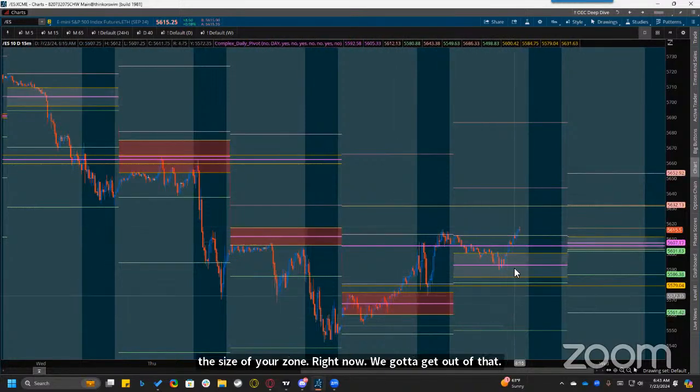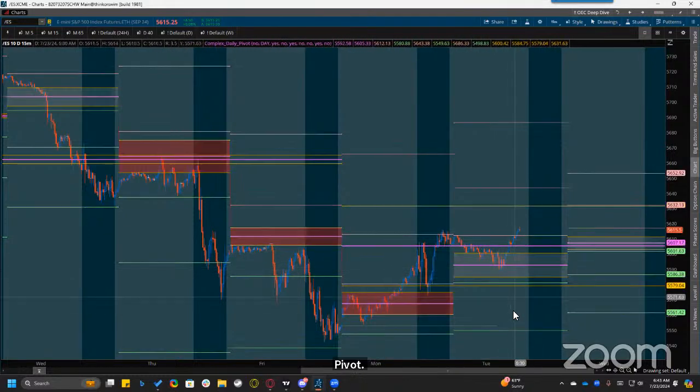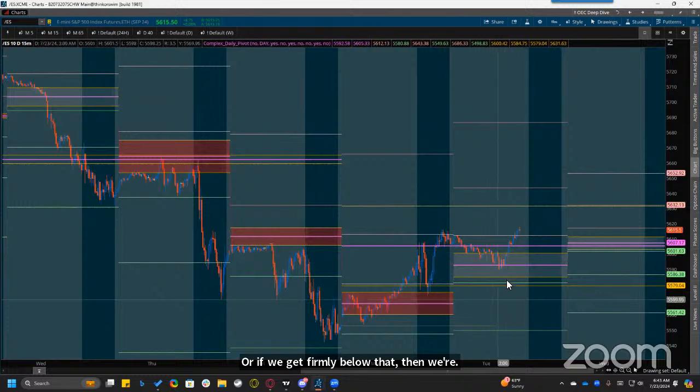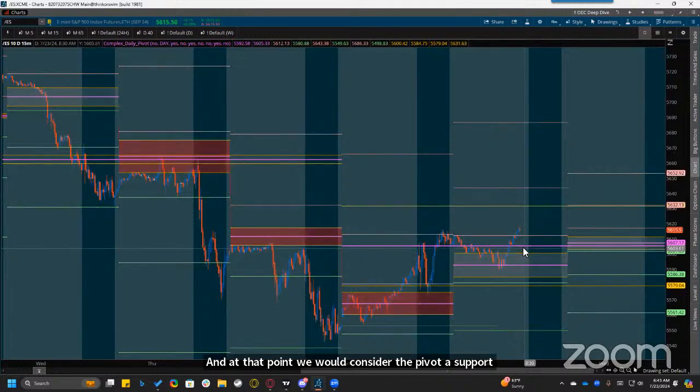Once we're firmly above that zone, then we'd say we're bullish above the weekly pivot. Or if we get firmly below that, then we're bearish below the weekly pivot. And at that point, we would consider the pivot a potential support or resistance. We just don't have it at this point.